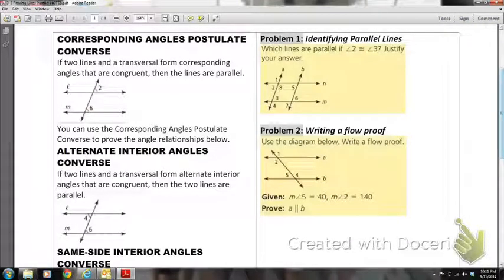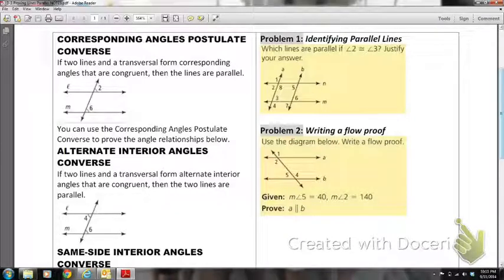In this lesson, we'll be proving that lines are parallel. So the objective is to determine whether two lines are parallel. The postulates and theorems in this lesson are all the converses of the theorems that we had in the last lesson about parallel lines. So remember, a converse switches the hypothesis and the conclusion of a conditional statement. So let's look at these converses.